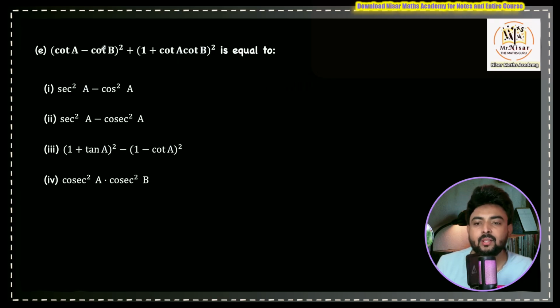The next question we have, children, (cot a minus cot b) whole square plus (1 plus cot a into cot b) whole square is equal to what? Again we can see that this is (a minus b) whole square and this is (a plus b) whole square. So I'll apply the formula for (a minus b) whole square. It becomes a square minus 2 into ab. A is cot a, b is cot b, plus b square.